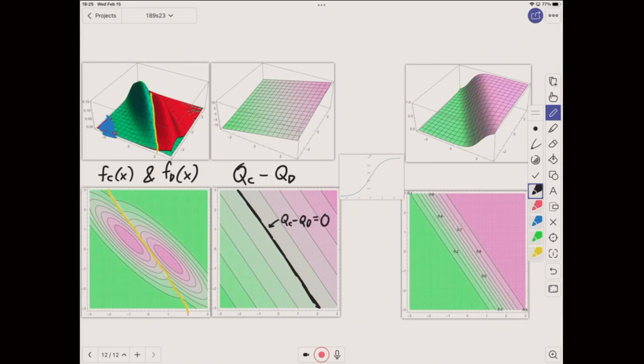And just as with QDA, once you've got that, you can take QC minus QD, run it through the scalar logistic function, and what you get out are your posterior probabilities. And of course, the decision boundary corresponds to the line where the logistic function is exactly 50%. Any questions about that?